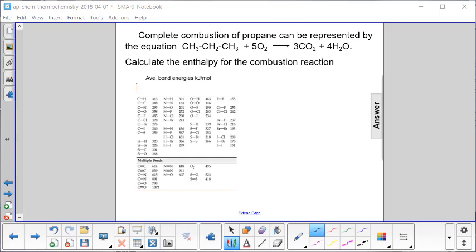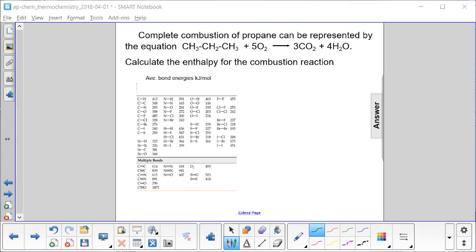Complete combustion of propane can be represented by the equation CH3CH2CH3 plus 5O2 produces 3CO2 plus 4H2O. Calculate the enthalpy for the combustion reaction. So the first thing we need to do is figure out what bonds are broken and what bonds are formed.